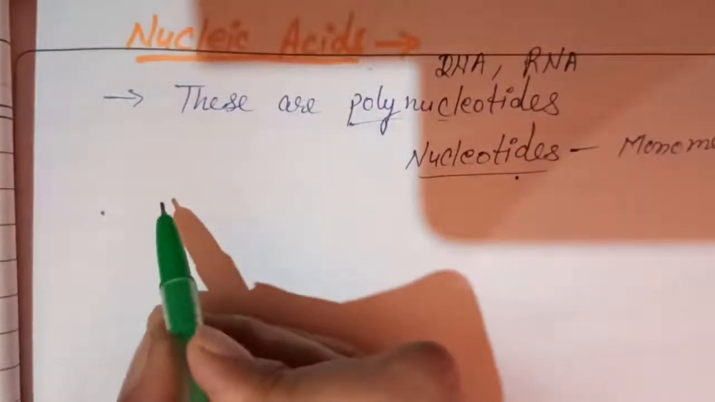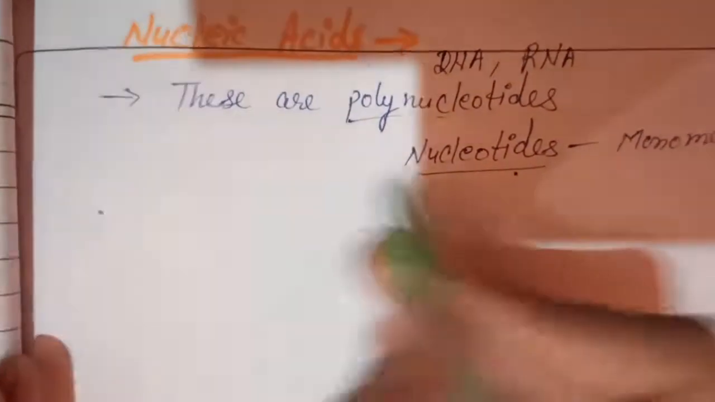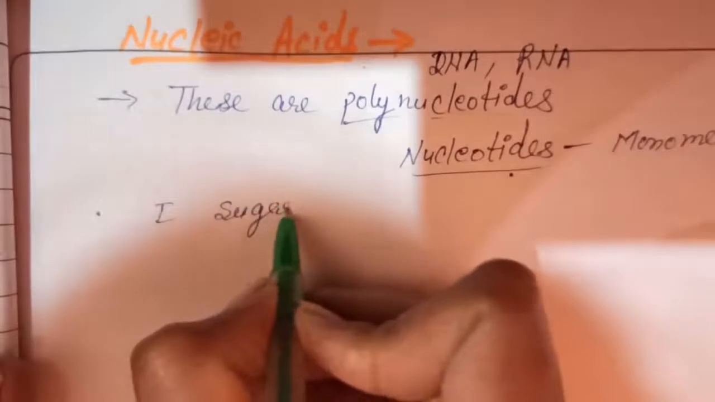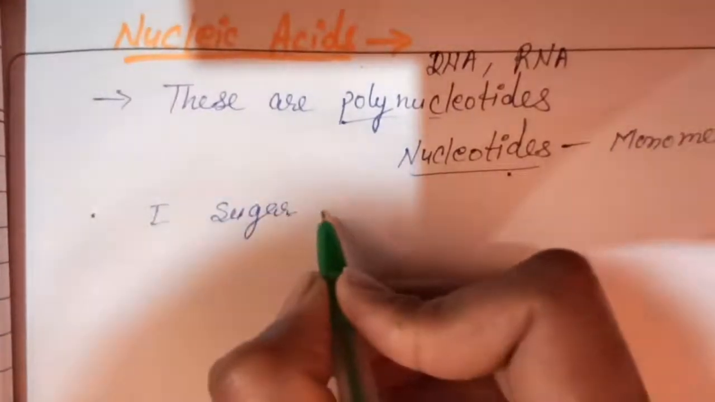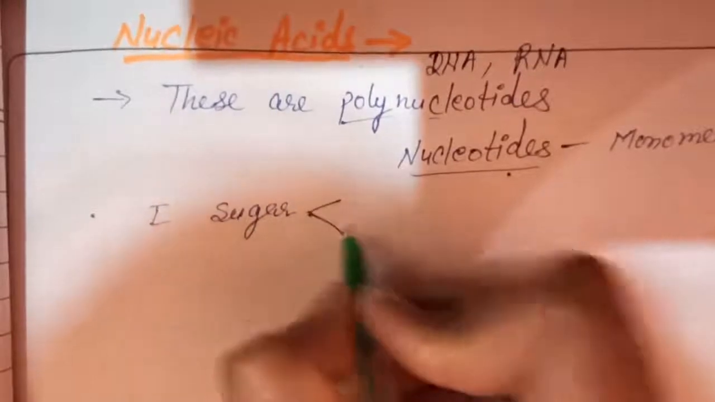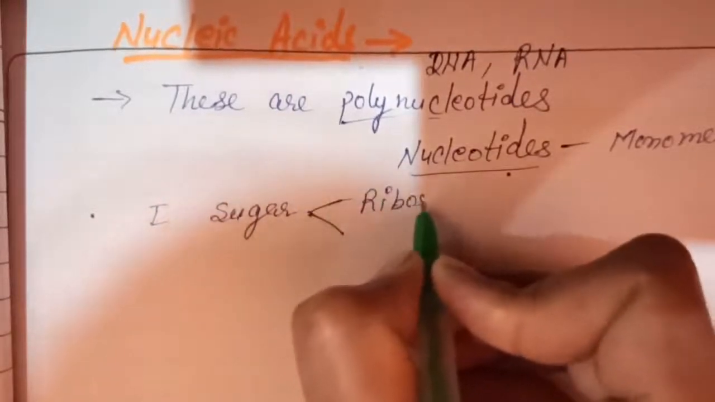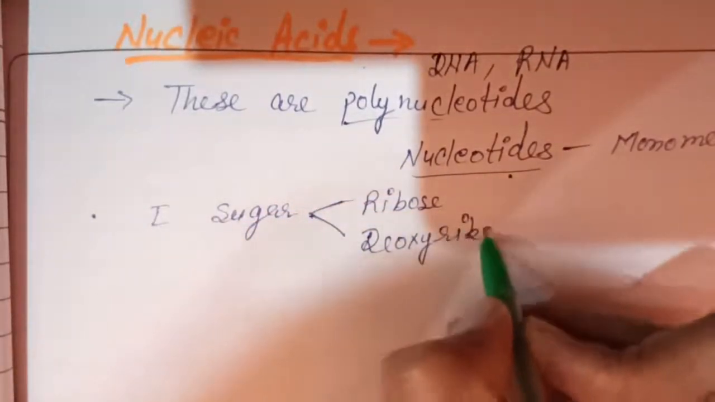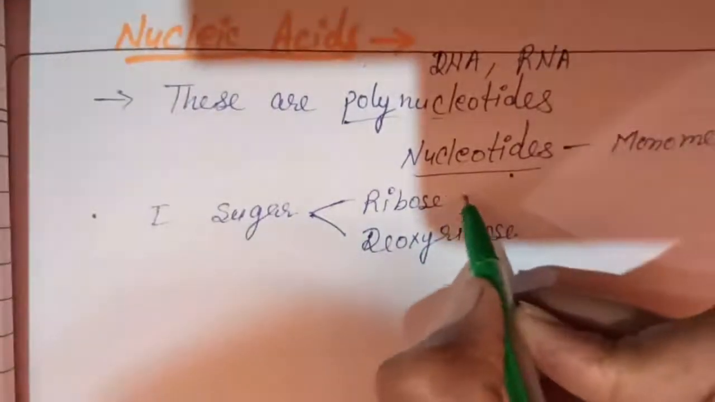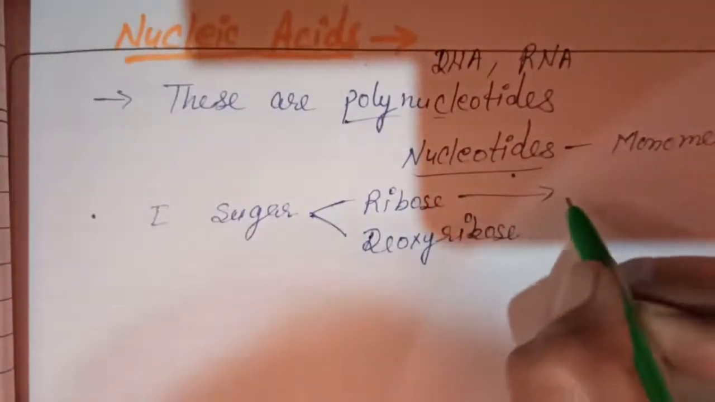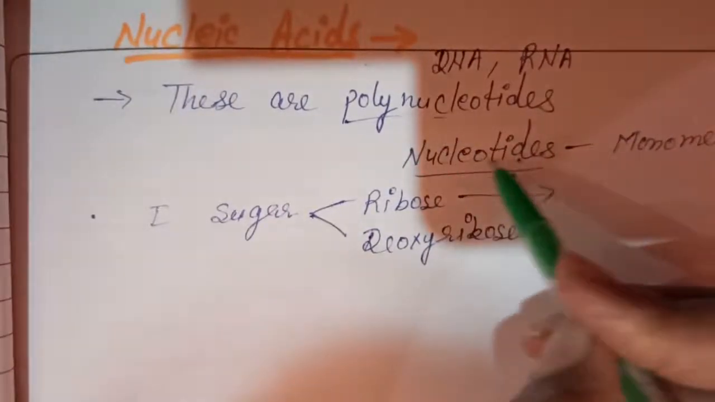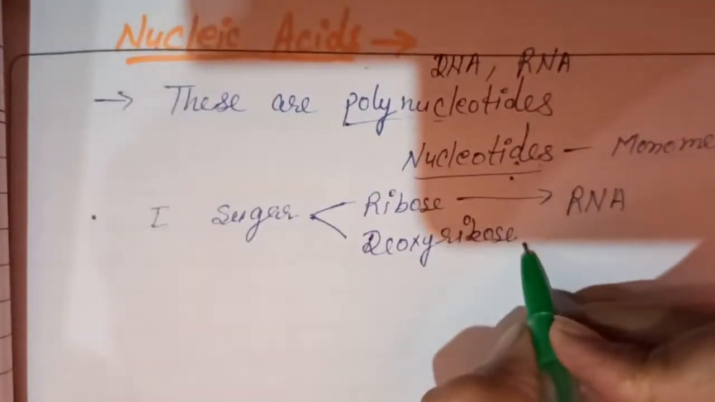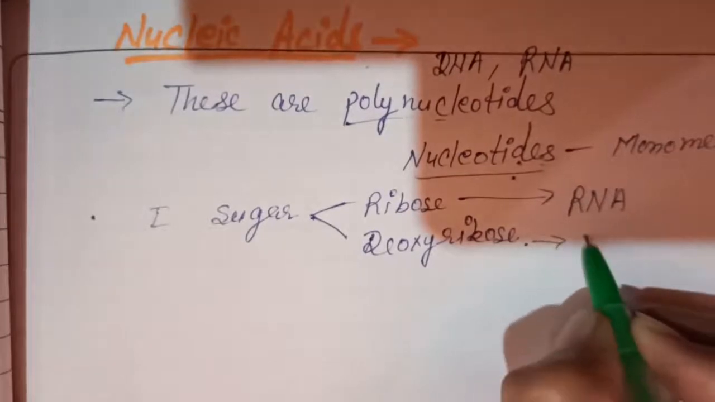Now let's recall the structure of nucleotide first. You know, in nucleotide there are 3 components. First, a sugar is there. Okay, and that sugar can be ribose sugar, or deoxyribose sugar. If ribose type of sugar is present here in nucleotide, then that polynucleotide chain that will be formed from that nucleotide will be called RNA. Okay, and if deoxyribose sugar is present here, then we will have DNA.